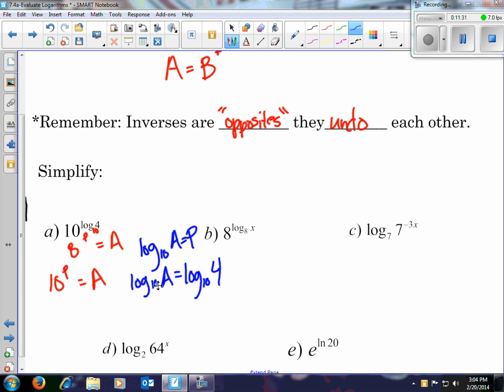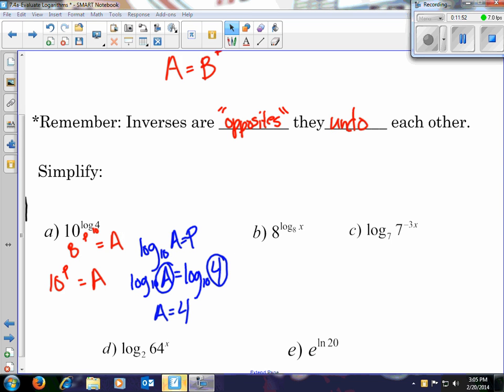Now, since I have log base 10 of a and log base 10 of 4, I can just say that my simplified answer is 4, because I'm going to pick the letters and the numbers that are in the corresponding piece. But I have to have the same base of my log in order to do this.